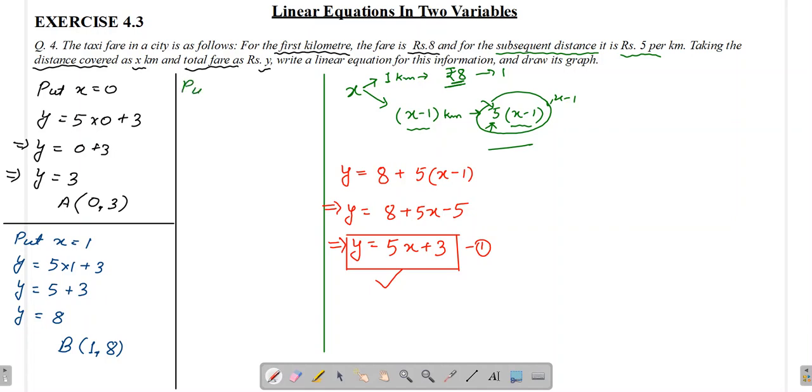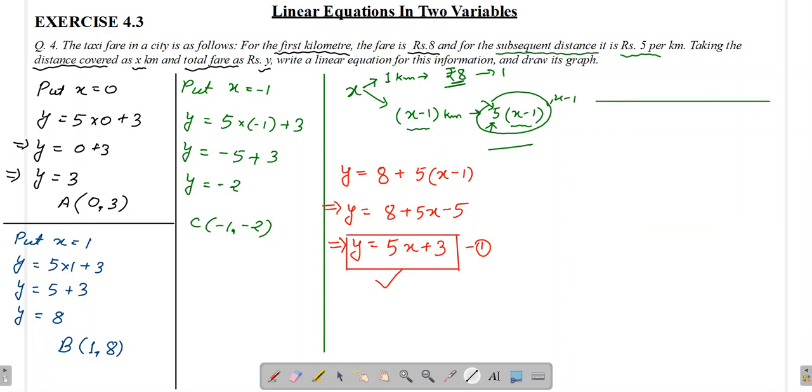And then one more solution. I'll put a negative value now, x is equal to minus 1. So y is equal to 5 multiplied by minus 1 plus 3, which gives minus 5 plus 3, so y is equal to minus 2. So the third solution is minus 1 comma minus 2. Name it as C. Now we need to frame a table in which we will write all these three solutions. So let us quickly make a table.